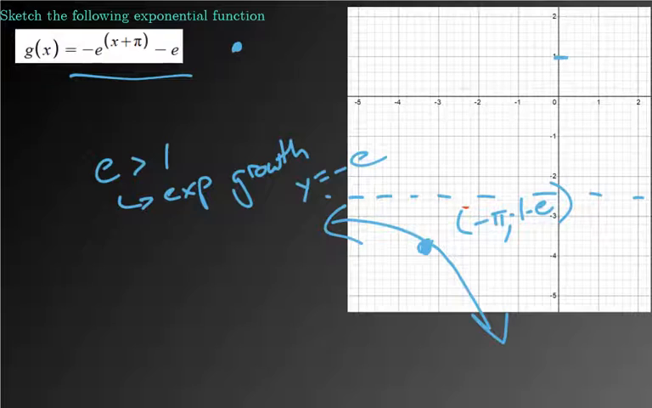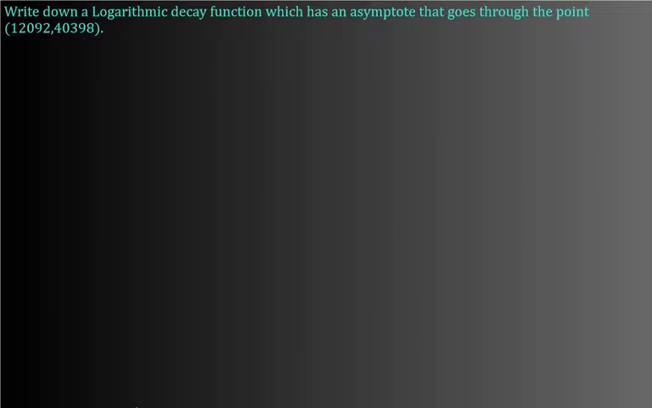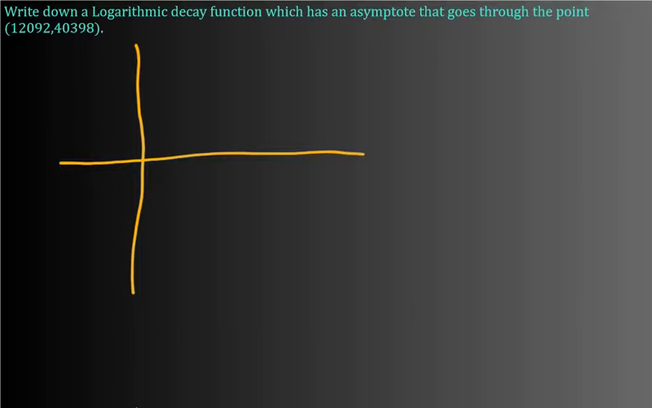All right, so I'm just going to do one more kind of graphing question, this time with a log. I want to write down a logarithmic decay function, which has an asymptote that goes through the point 12,092, 40,398. Seems kind of weird, but actually it's pretty straightforward. So let's just say this is 12,092. And then we'll probably estimate that maybe that is 40,398. So I want my asymptote for my log to go through there.